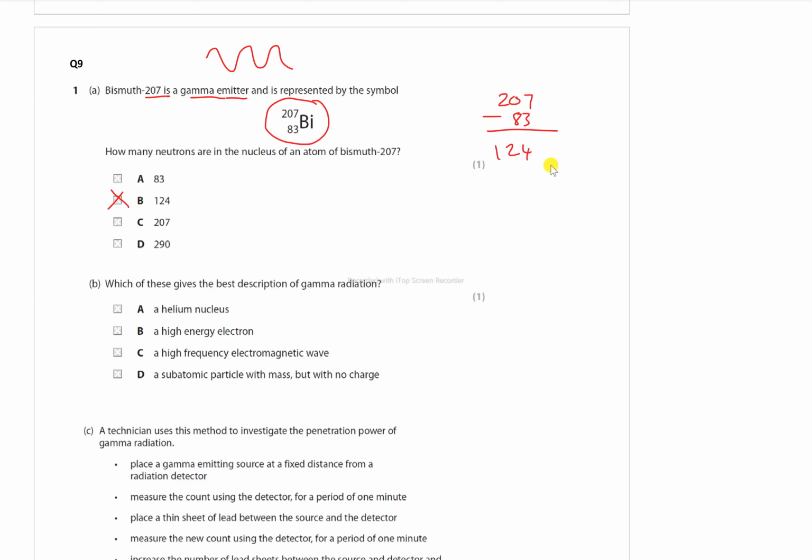Which of these gives the best description of gamma? It's not an electron, it's not a nucleus, not a subatomic particle. It has no mass and no charge. So gamma has no mass, no charge.